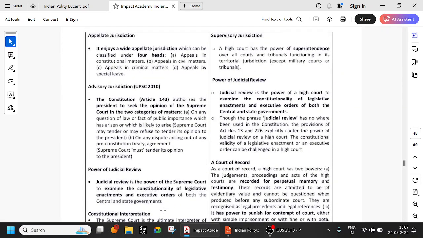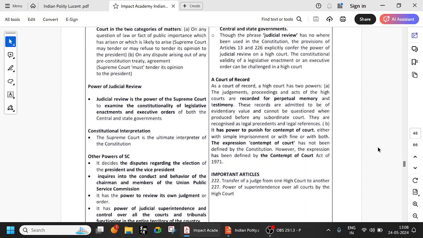So here, if you look at the power of judicial review, it is the power of the High Court to examine the constitutionality of legislative enactments of both central and state governments. The term judicial review is nowhere used in the Constitution. Okay, this also try to remember. But the provisions of Articles 13 and 226 explicitly refer to the power of judicial review. Okay, so all this is fine.